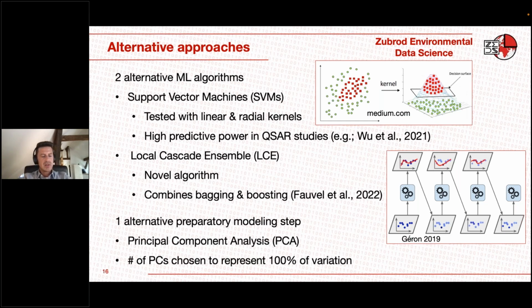And then we also tested an alternative to our preparatory modeling step. You might remember that we took recursive feature extraction for that in our pipeline. And we tested that against principal component analysis, another very commonly used approach for reducing dimensionality.